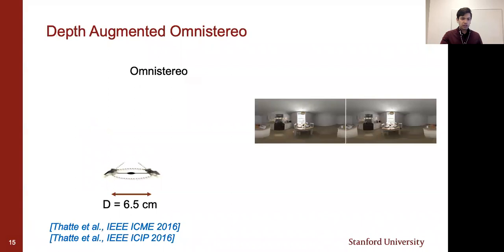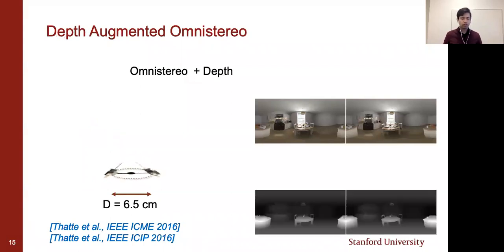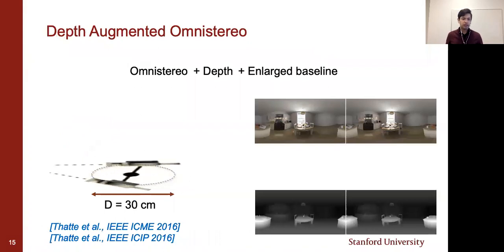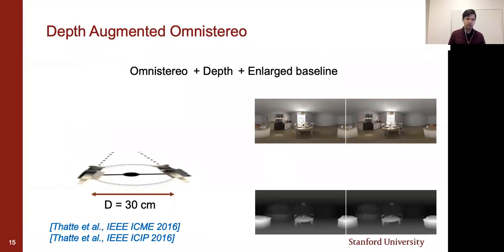In this work, we start with the conventional omnistereo, and then we add a depth component to each panorama. Next, we expand the diameter or the baseline of these panoramas. And the idea here is that so long as the novel viewpoint resulting from the viewer's head motion falls inside of this enlarged circle, we can synthesize high quality novel views by using depth-based view synthesis.